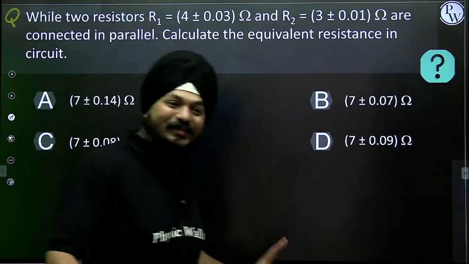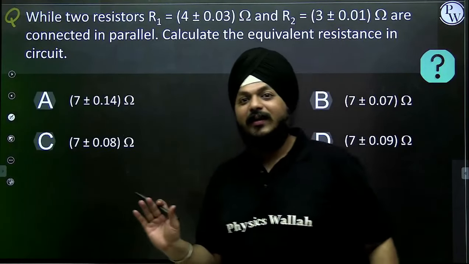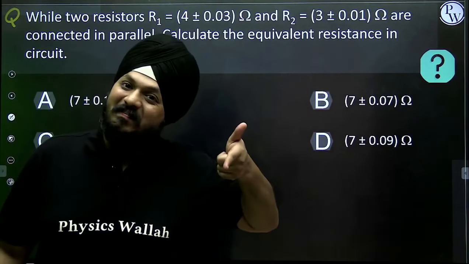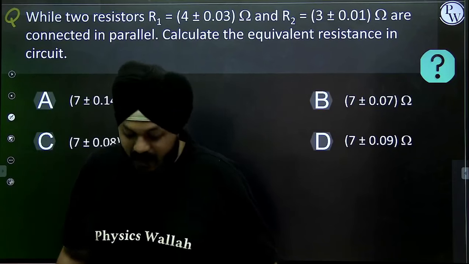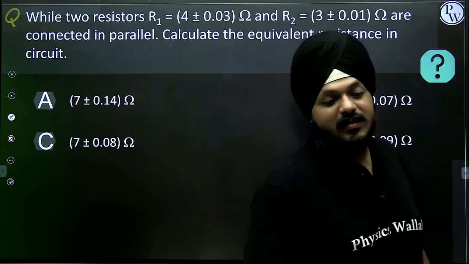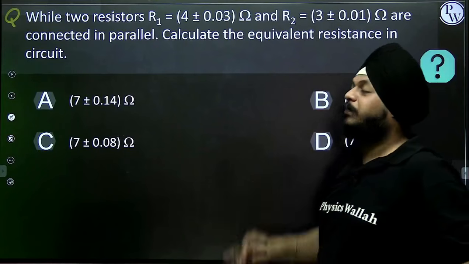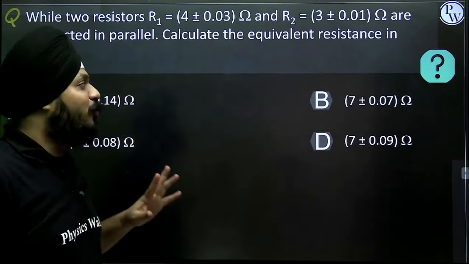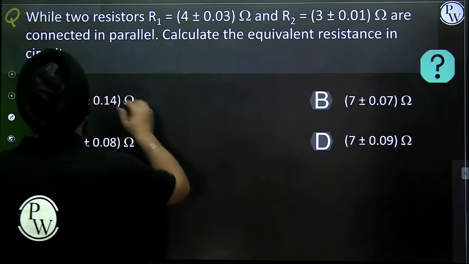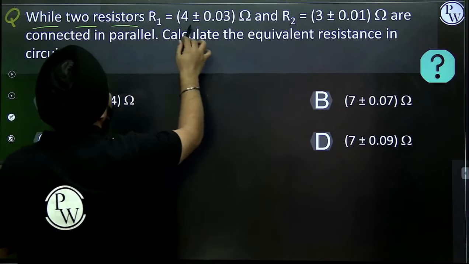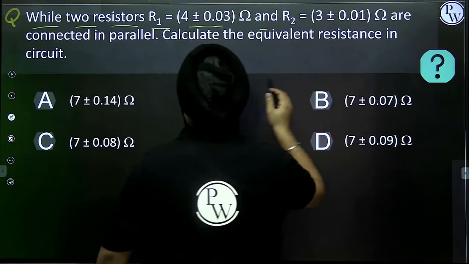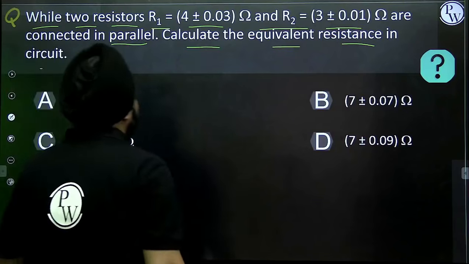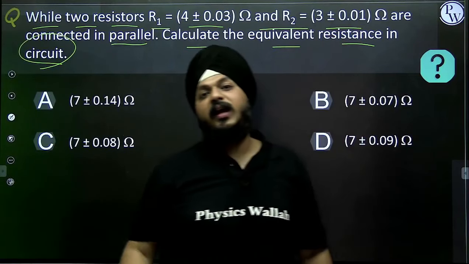Awesome question came. Generally it has been asked in series, but this is parallel. In parallel also, two formulas are used. Suppose two resistors R1 and R2 are connected in parallel. Calculate the equivalent resistance in the circuit.